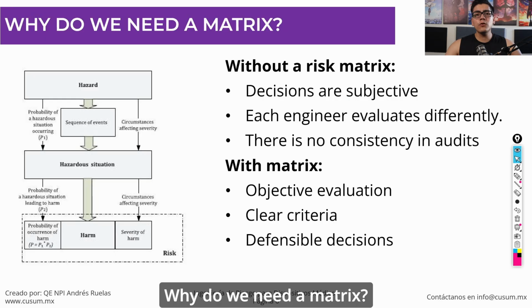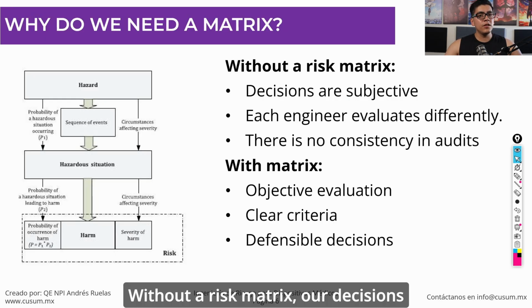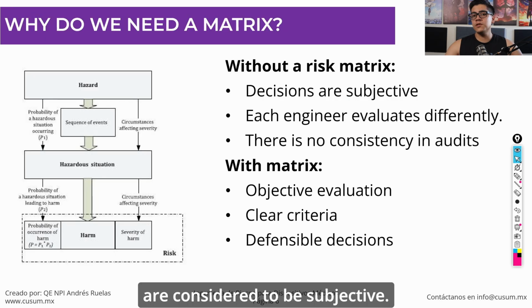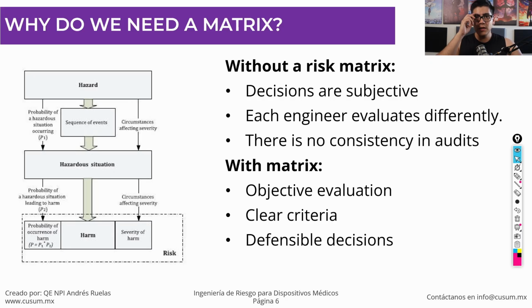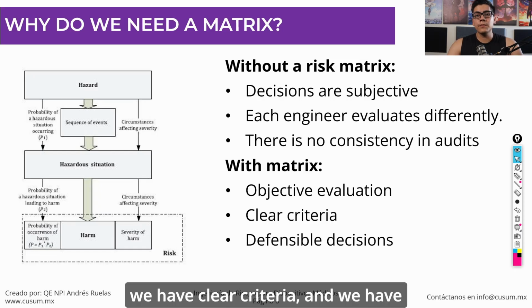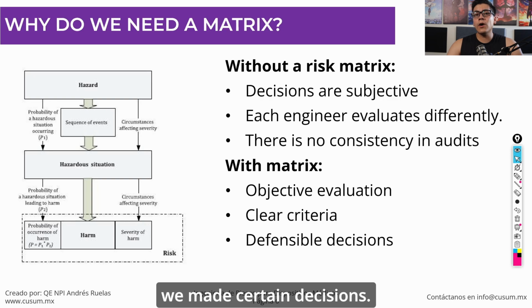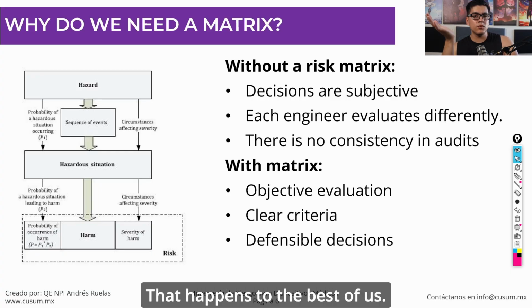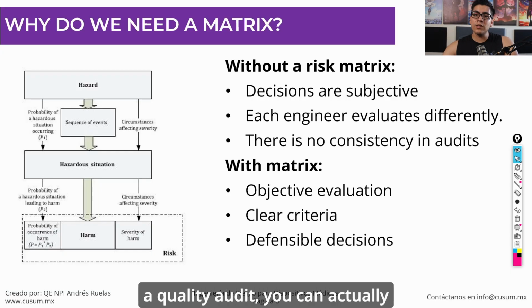Now, why do we need a matrix? Without a risk matrix, our decisions are considered to be subjective. Each engineer will evaluate based on their experience a little bit differently, and there will be no consistency during audits, whether internal or external. Now, with a matrix, we have objective evaluations, we have clear criteria, and we have defensible decisions of why we made certain decisions. Now, this does not mean that they were the right decisions. Sometimes you're going to make mistakes. That happens to the best of us. But the point here is that during a quality audit, you can actually state why you did something in a certain way.